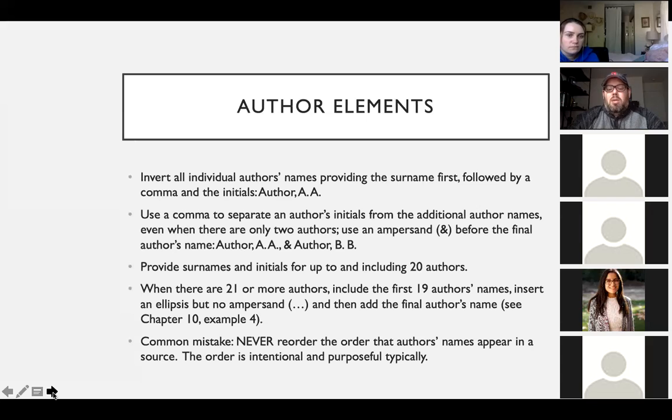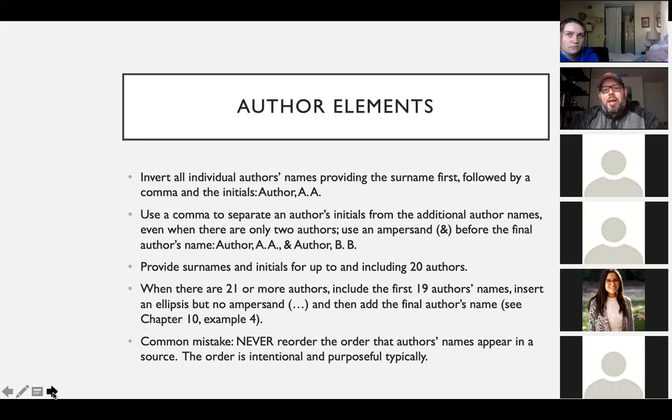You do need to provide the surnames and initials, so the last name and the first initials, for up to and including 20 authors. So that's very rare for the types of work that we pull. It's more common in hard science backgrounds where you might have a huge research team. But if you ever do come across a journal article that has 21 or more authors, you do need to include the first 19 authors' names, and then you insert an ellipsis, but no ampersand, and then you add the final author's name. So again, in chapter 10, example 4 gives an example of this.